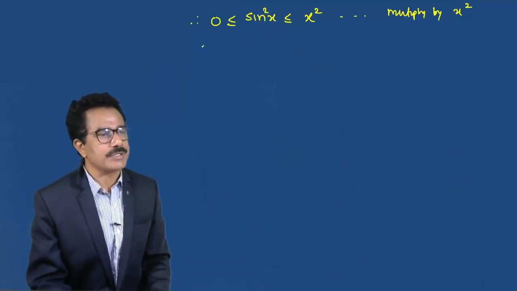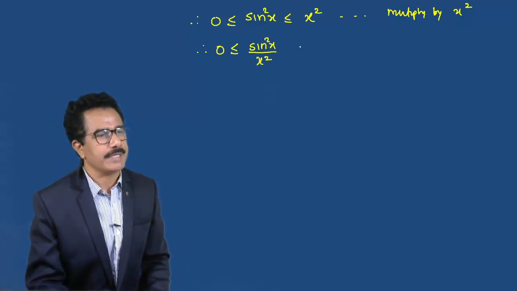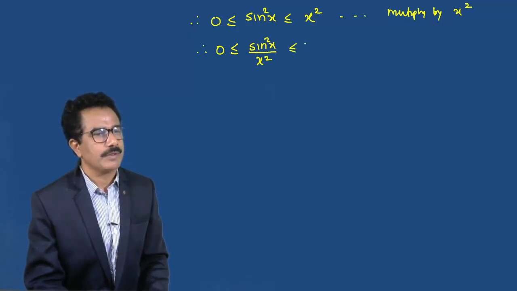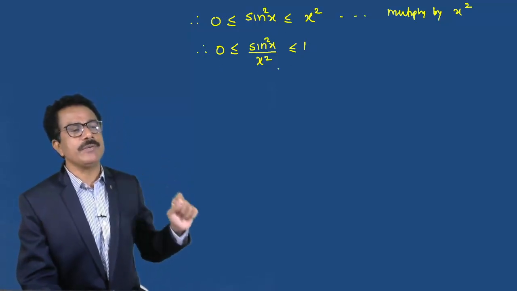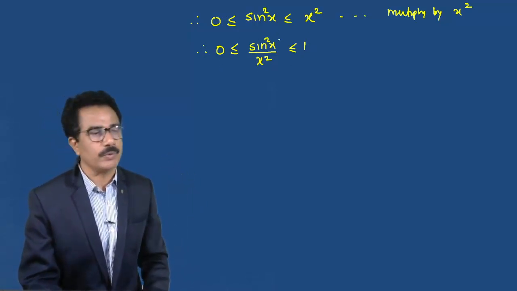So dividing by x square, we get 0 is less than or equals to sin square x divided by x square is less than or equals to 1, meaning this value is always less than or equals to 1.